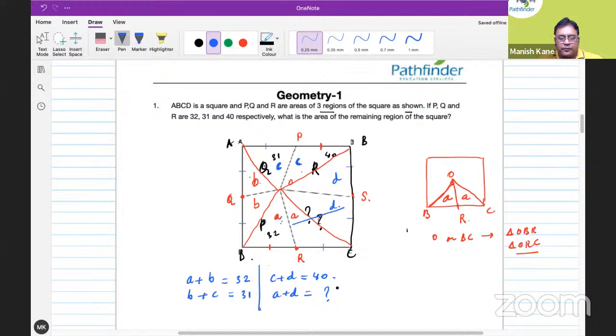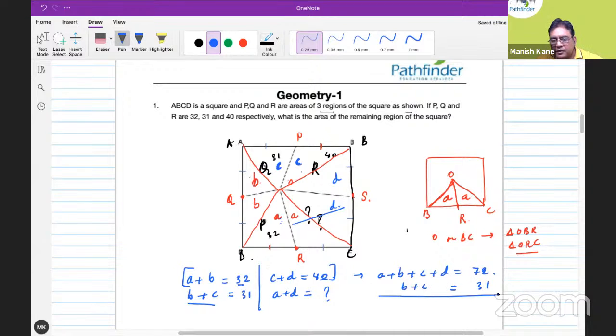So what are we required to do? Suppose I add up A plus B and C plus D. If I add up these two equations, I'll get A plus B plus C plus D must be equal to 32 plus 40, 72, right? And if I subtract from this the third equation available to me, what am I going to get? I'll get A plus D, which is equal to 41 square units. There is only one simple property that is applicable here and nothing else.